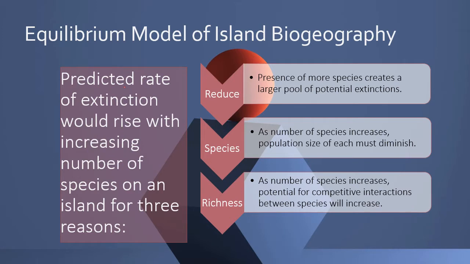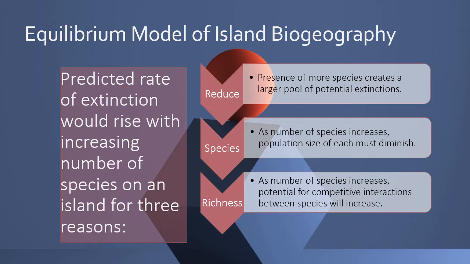So why would you predict that extinction would rise when you had more species on the island? There's three different mechanisms proposed for that. One is just you have a greater probability of something disappearing from the island just because you have more species there. So you just have higher odds that something's going to happen.